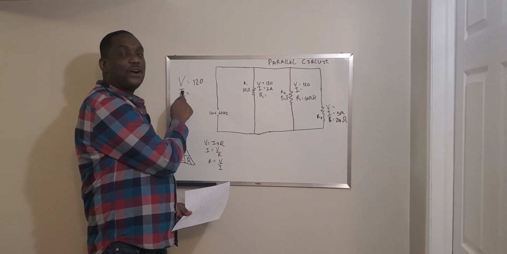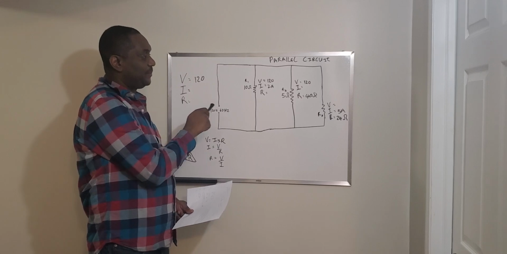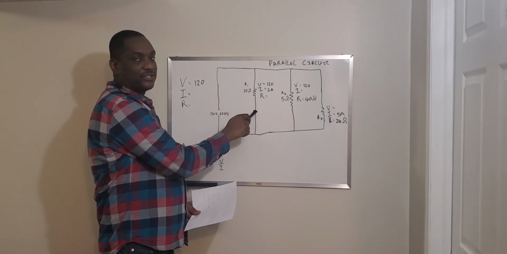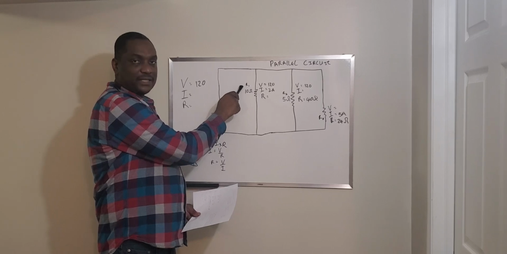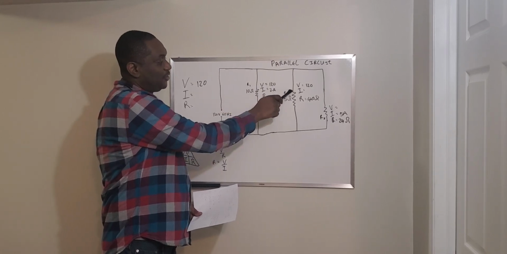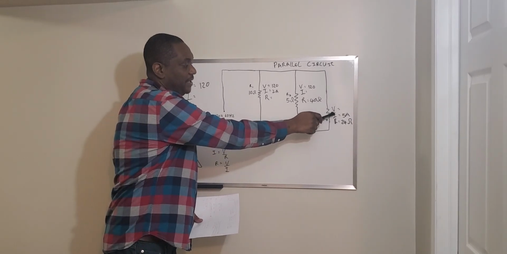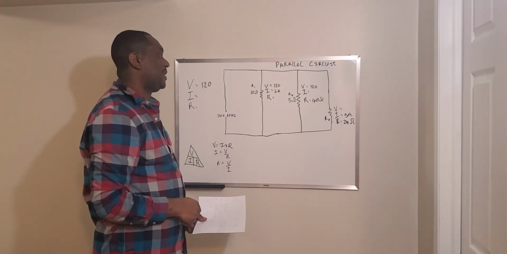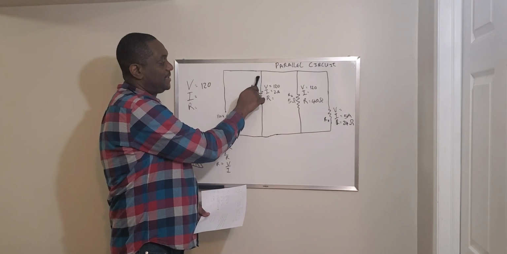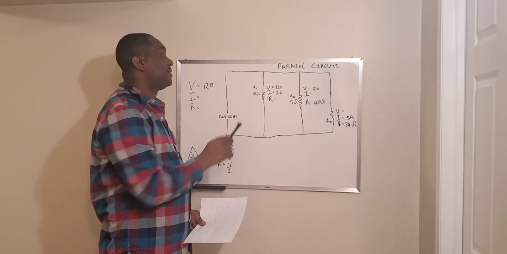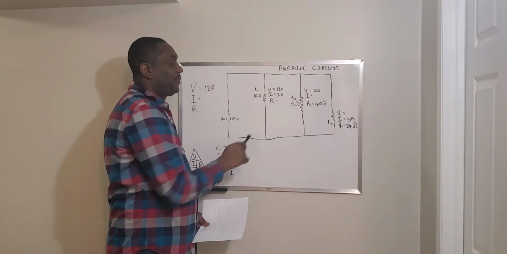We are not given the current nor the resistance. In a parallel circuit, we have more than one branch. So we have R1 representing branch 1, R2 representing branch 2, and R3 representing branch 3. In a parallel circuit, as I said, you can have more than one branch. In a series circuit, you have only one branch.